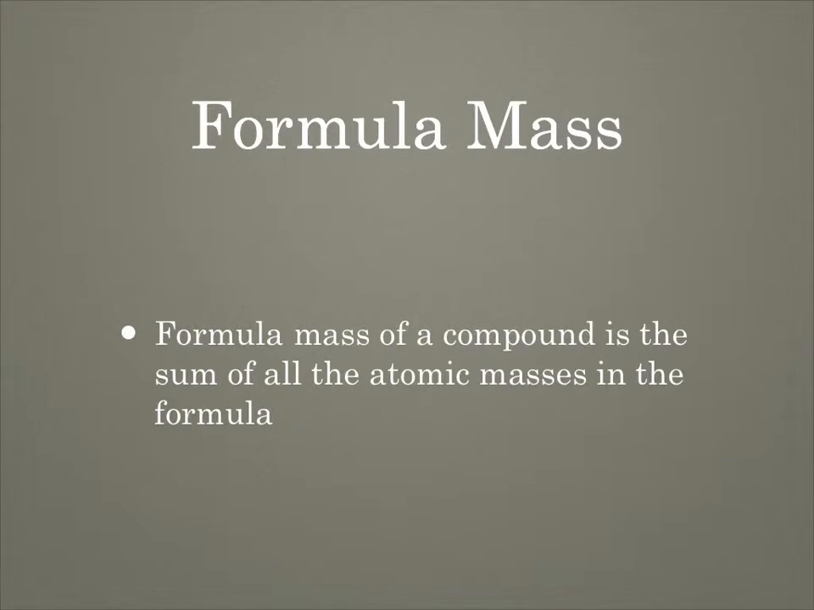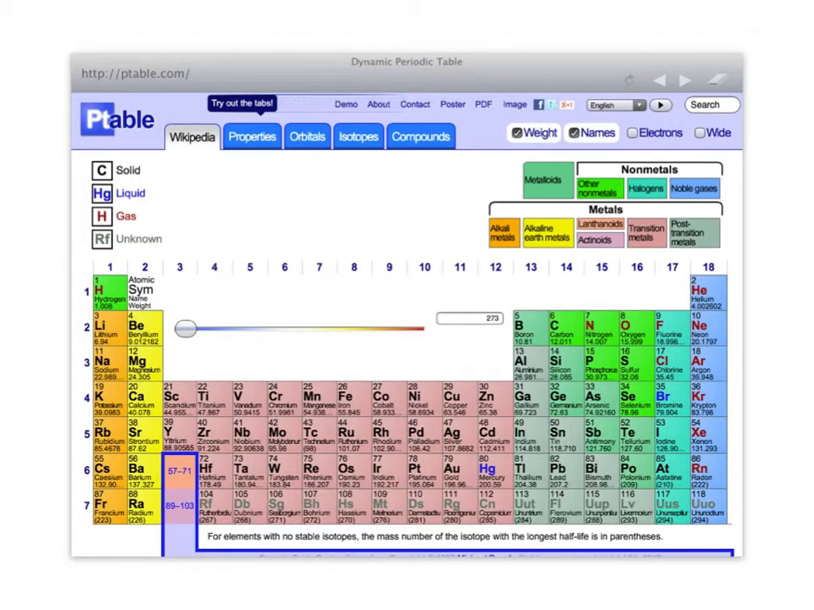Formula mass of a compound is the sum of all the atomic masses that we have in a formula. So, just a quick review here. If we look at this periodic table, remember the atomic masses, those are those little numbers down below. So that's what we're looking at.